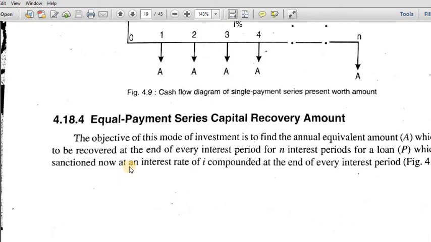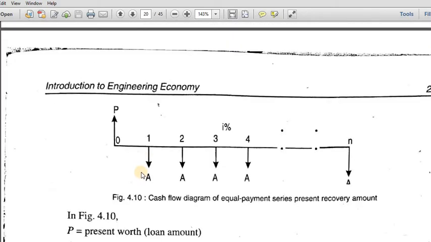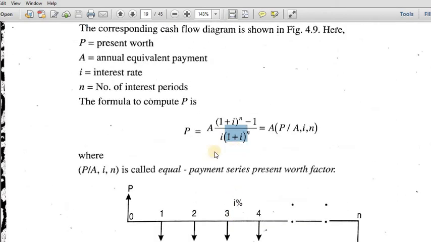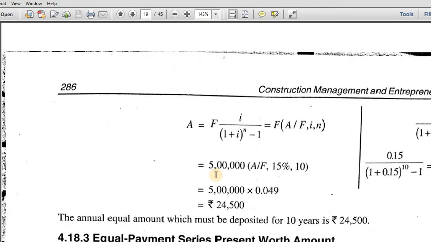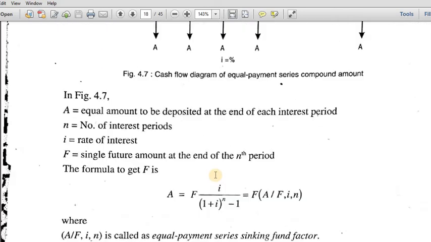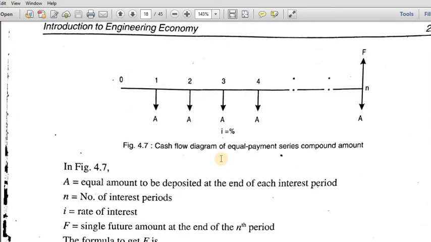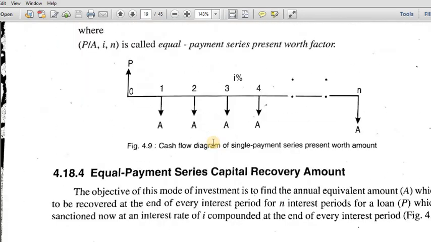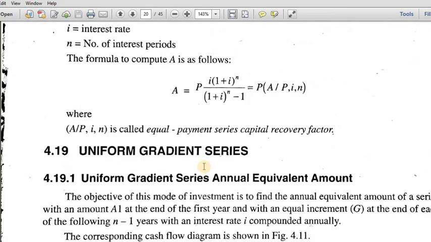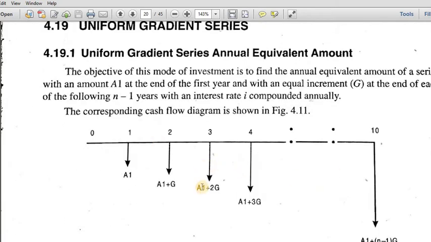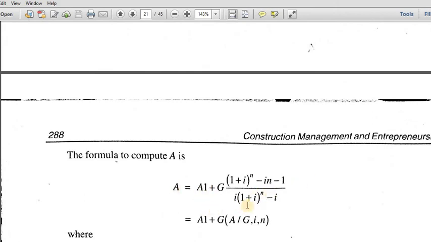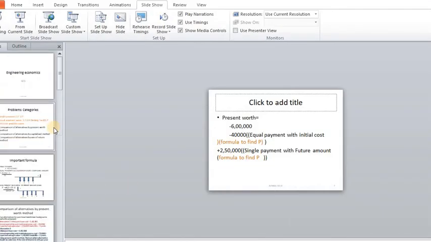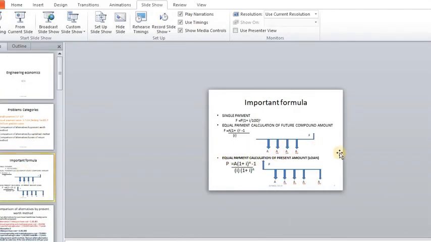So totally, three formulas we need to remember. Equal payment series capital recovery amount, this formula only. Equal payment series, and sinking fund means this formula you have to use. This should go to your mind; just these three formulas you should remember. Okay, now we'll go to today's topic, uniform gradient series. It is a formula only, and we can directly see the formula when we go to today's problems. So remember these three formulas.